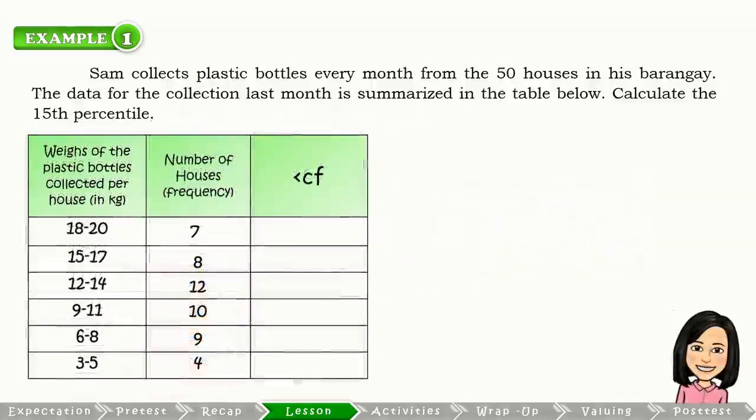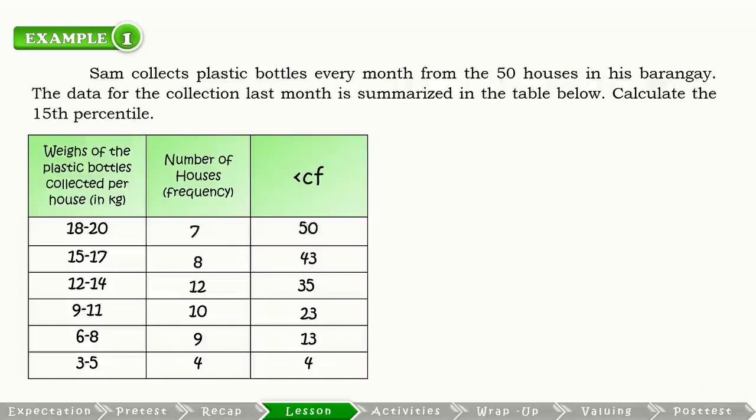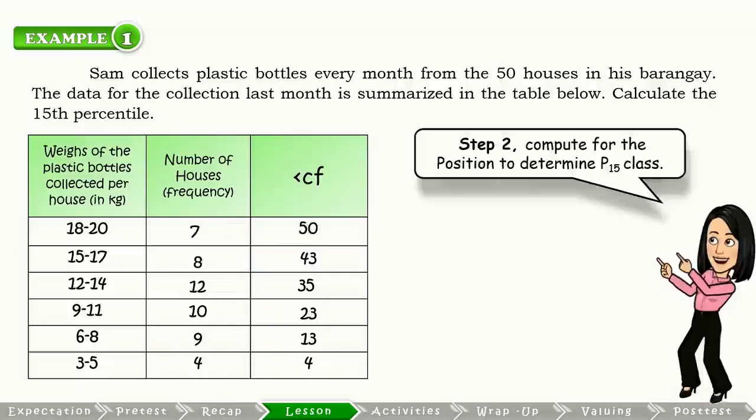In getting the cumulative frequency, all you need to do is to add the frequencies from the nearest class interval to the greatest class interval. So just copy 4, and then 4 added to 9 is 13. 13 plus 10 is 23. And so on until we verify that there are 50 houses in the barangay. After completing the table, let's have step 2. Compute for the position to determine the P sub 15 class.